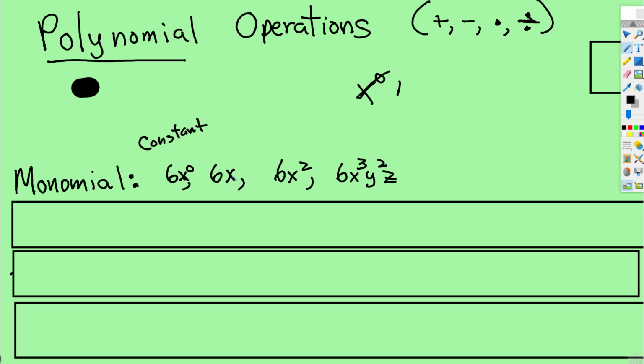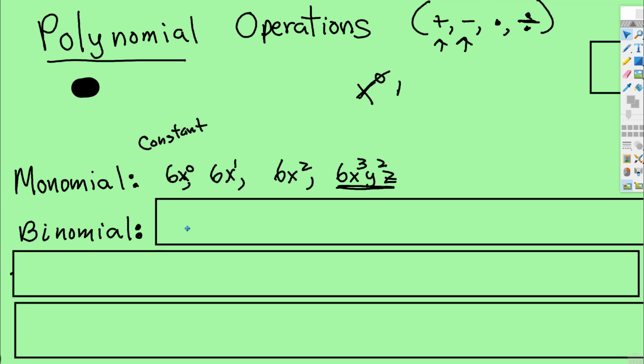Then you have 6x to the first, maybe 6x squared. It's not always going to be a 6, I was just using 6. But notice you can also have 3 variables. As long as it's all multiplication, this is still considered one term. As soon as you add an operator of add or subtract, then it becomes more than one term.